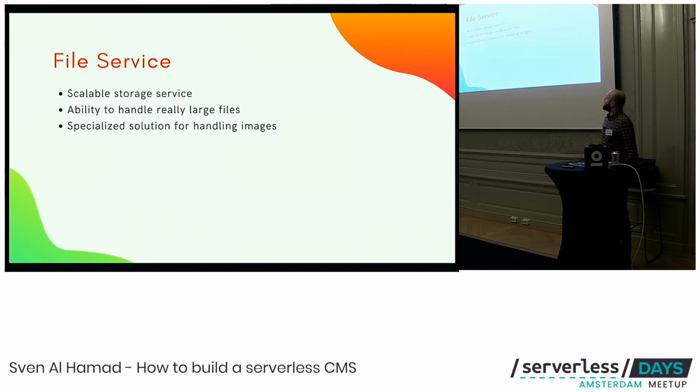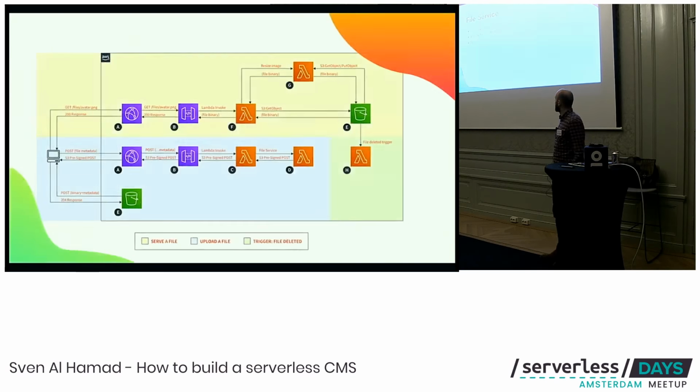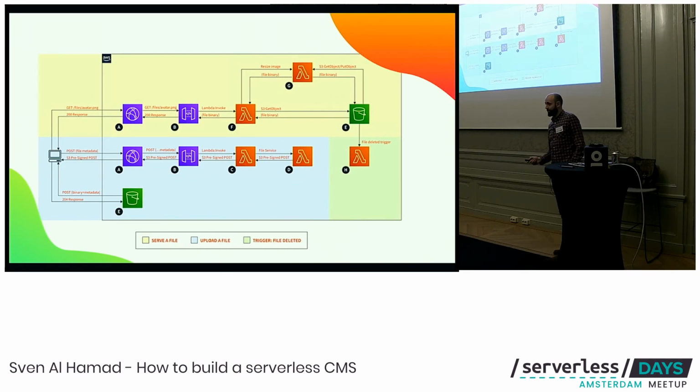Cool. Moving to file service. I specifically extracted this one because it has its own set of problems. So you want the file service to be scalable. You want it to handle really large files. And potentially you want it to handle images in a different way. In terms of architecture, it's slightly more complex than others, but it's not that bad, right?